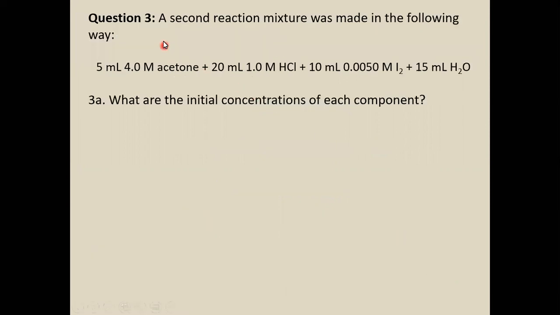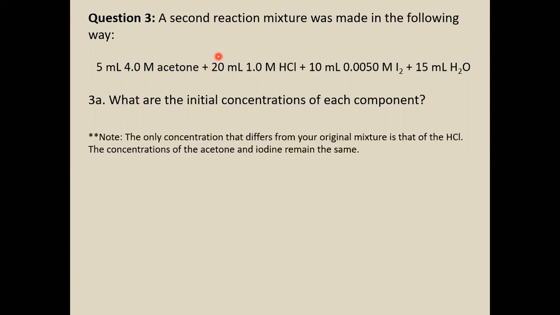We're going to start here by making up a second reaction mixture. What we're going to do is change one of the components. You're going to notice here that the volume of our HCl has changed. So the first thing that we need to do is figure out what the initial concentrations of each component are in this new reaction mixture. Well, the only concentration that's different is the concentration of the HCl. Acetone and iodine are still the same, so their concentrations will mimic that last reaction that we just looked at.